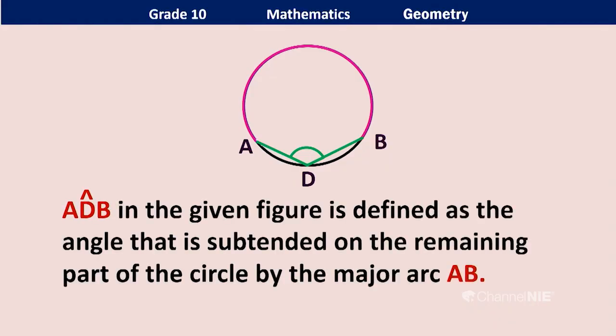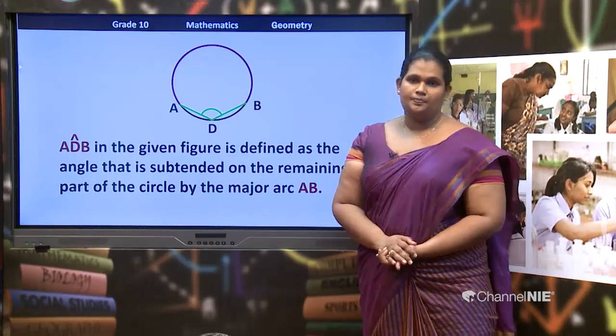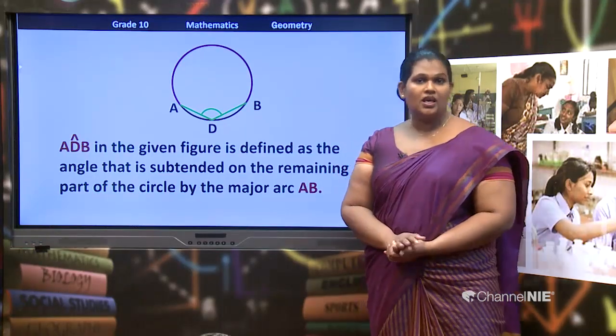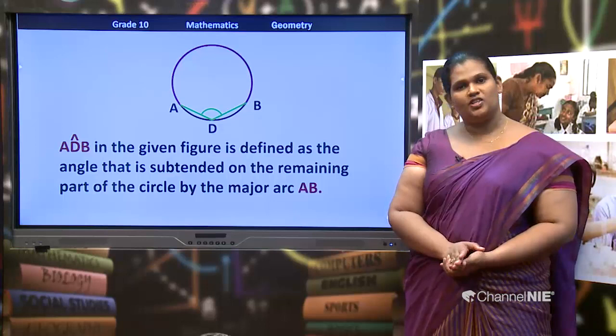Right. So, I can say angle ADB in the given figure is defined as the angle that is subtended on the remaining part of the circle by the major arc AB. Right. By now, you know about the minor arc and the major arc.